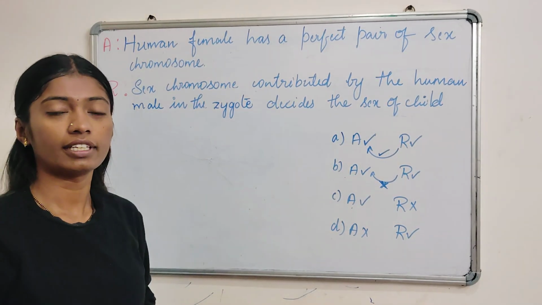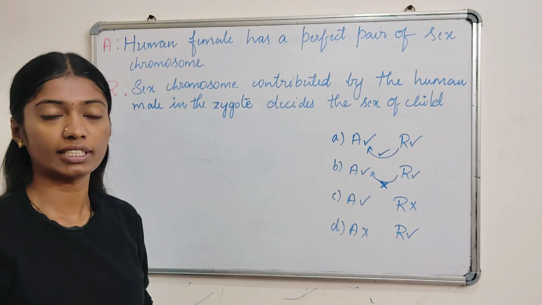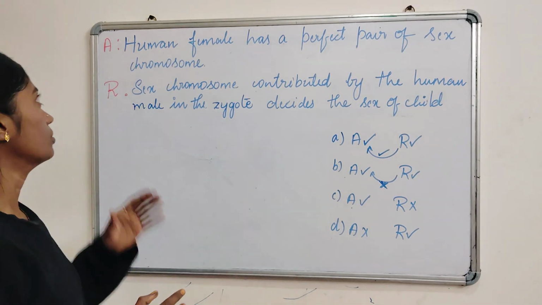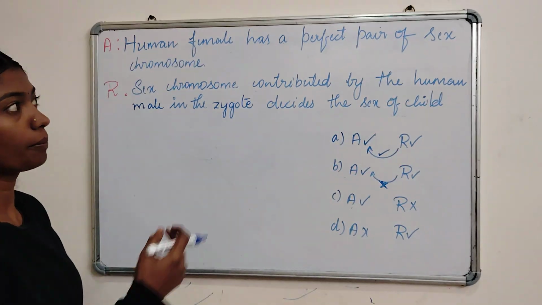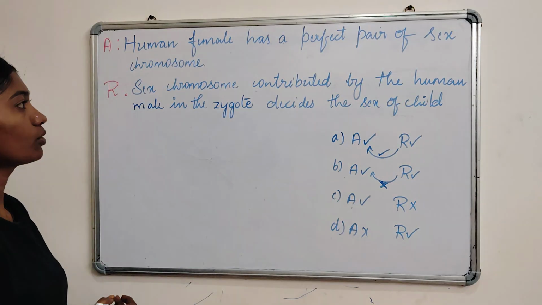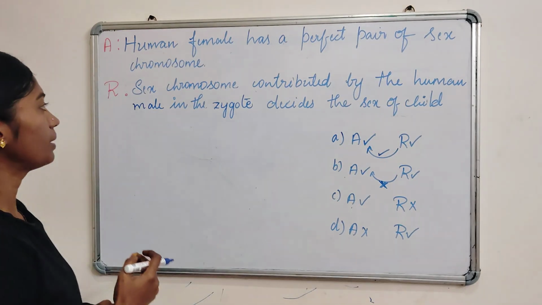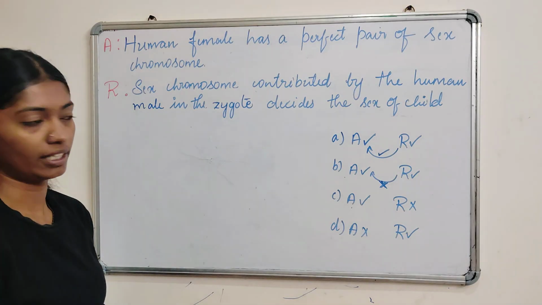Hello dear students, let us start assertion reason questions which appeared in the previous year board examination. The first assertion is: human female has a perfect pair of sex chromosomes. The reason is: sex chromosome contributed by the human male in the zygote decides the sex of the child.